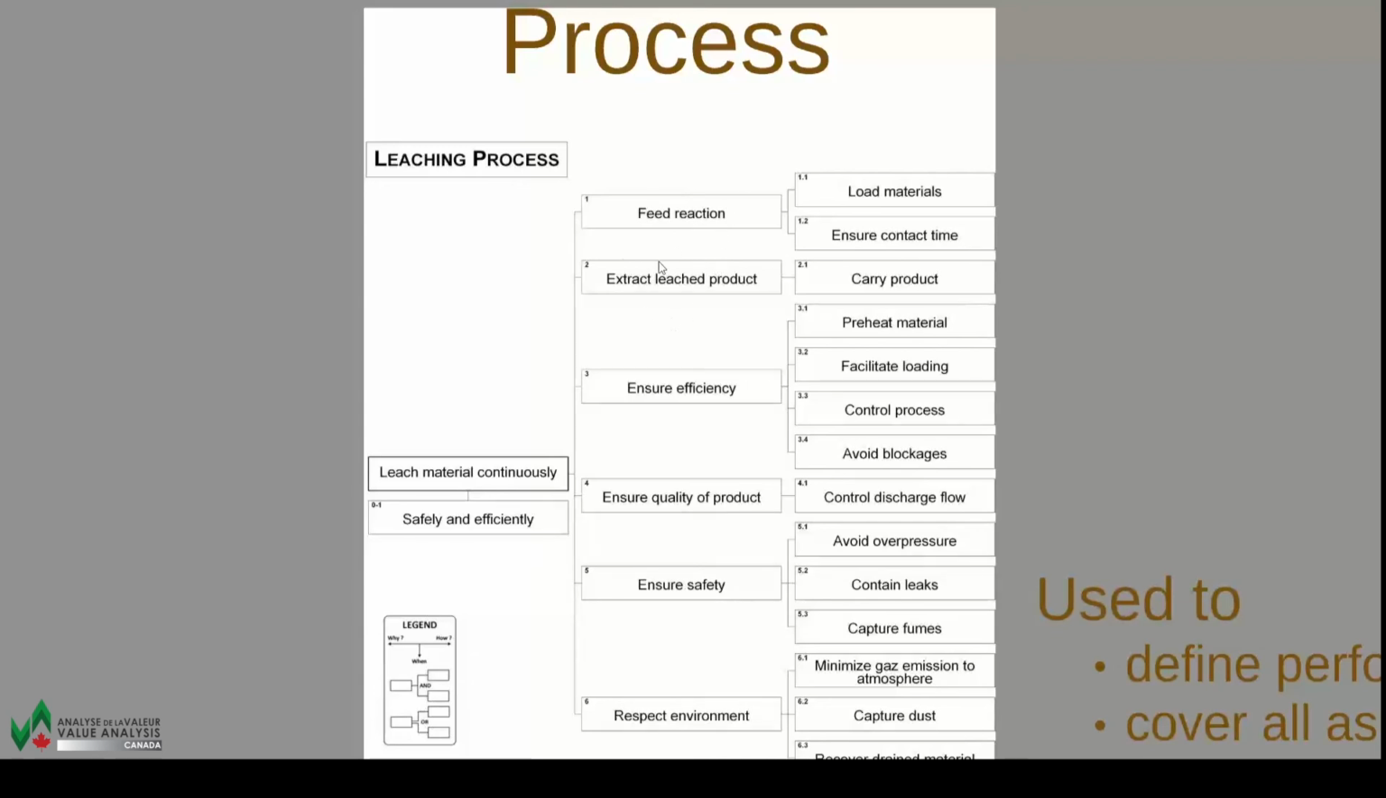And then we need to extract the leach product. So by carrying it out, how much do we expect to carry out? Is it a ton per minute, a ton per day, a ton per week? Because we need to design either a conveyor or something to be able to satisfy this demand. And then there are other things we do for ensuring efficiency, for example, like preheat material. So we load the material here to have that chemical reaction, but we preheat it to make sure it's more efficient, to increase the efficiency.